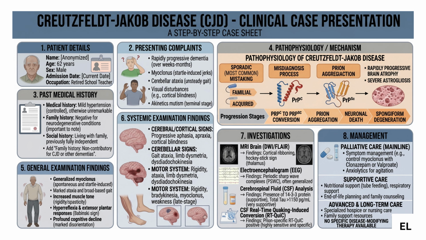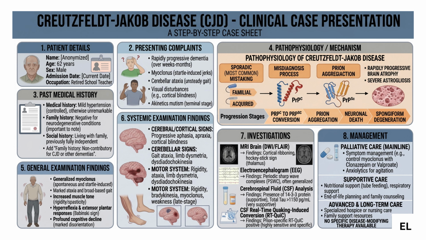Now we move to Section 7, Investigations. One of the most important imaging tests is MRI of the brain, particularly sequences such as diffusion-weighted imaging and FLAIR imaging. MRI may show characteristic patterns including cortical ribboning, which refers to abnormal signal changes along the cerebral cortex. Another classic imaging sign is the hockey stick sign involving the thalamus.